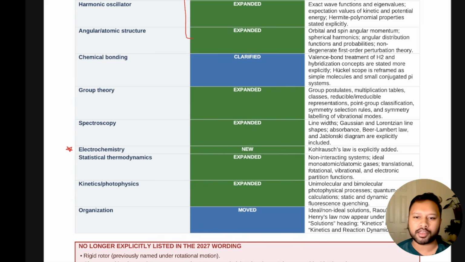Talking about statistical thermodynamics, again it is expanded, like non-interacting systems, ideal monoatomic, diatomic system, translational, rotational, vibrational, electronic partition function, so that is included. Kinetics in this, like unimolecular and bimolecular photophysical reactions, quantum yield calculations, static and dynamic fluorescence quenching. This is something which is added.